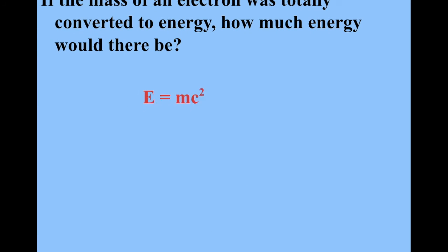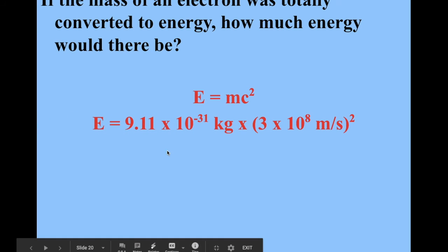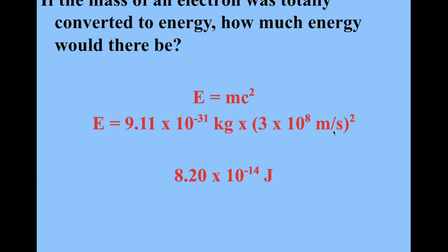So now this is a hypothetical situation. We very rarely are able to take the total mass and convert it to energy, but this is the scenario. The mass of an electron is totally converted to energy. How much energy would there be? So the mass of an electron on the reference table times 3 times 10 to the 8th squared gives you 8.2 times 10 to the negative 14th joules. This is a huge number, but because the mass is so small, this still results in a relatively small amount of energy.